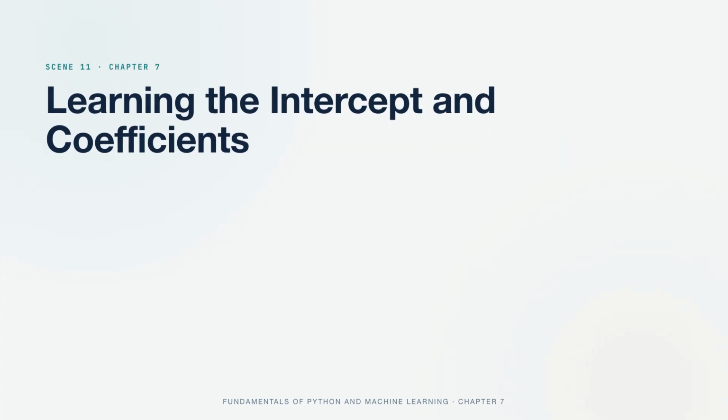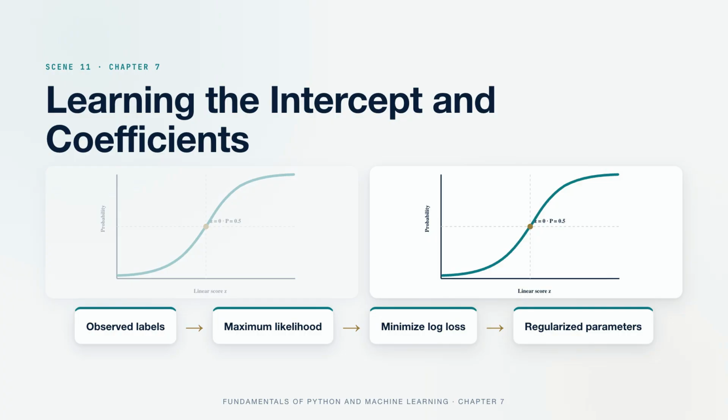The textbook explains logistic regression using maximum likelihood estimation. The model searches for coefficients that make the observed training labels as likely as possible. This process is closely connected to minimizing a loss function called log loss.